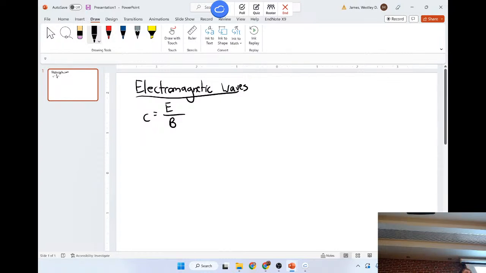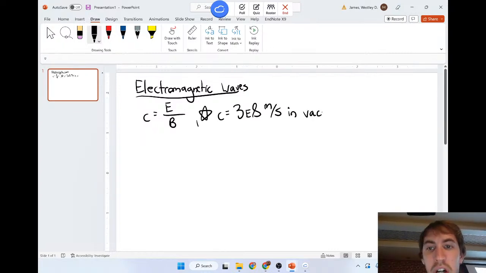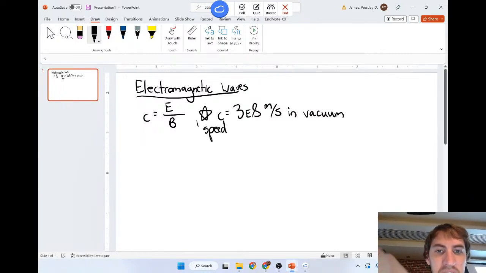If I give you electric field, say you find magnetic field, done. And with this in mind, we also had the very, very, very important caveat that C equals 3 times 10 to the 8 meters per second in vacuum. Always, regardless of anything, this is the speed of light. Speed of light is 3 times 10 to the 8.